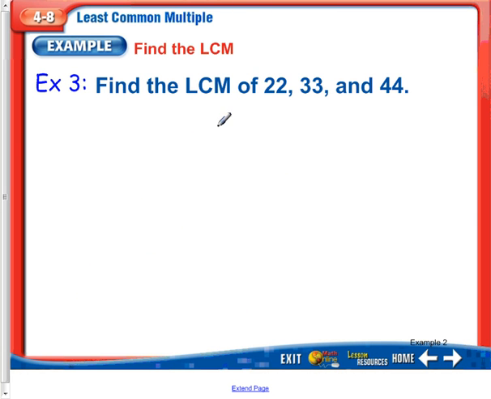So now we're getting into more than two numbers, okay? And whenever you find the LCM or the LCD of more than two numbers, first of all, you can, if you want to, try to think about a number that would work.